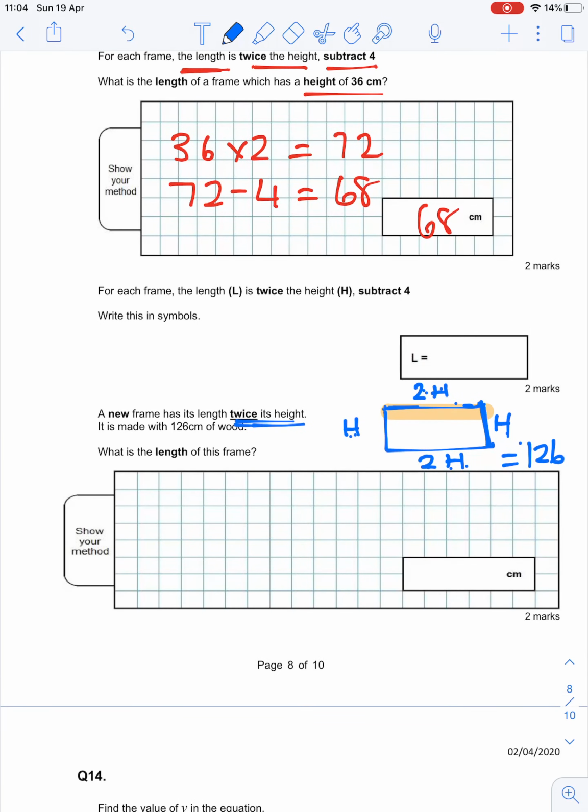So then you should have H plus H plus 2H plus 2H equals 126. Let's simplify this. So you've got, how many H have you got altogether? 1, 2, 3, 4, 5, 6. So you've got 6H equals 126.